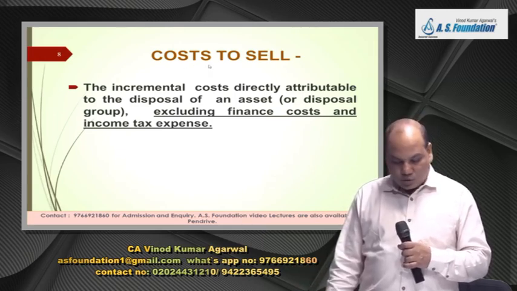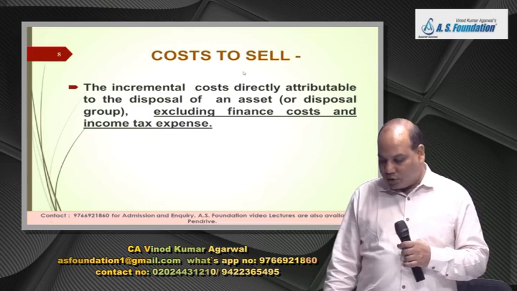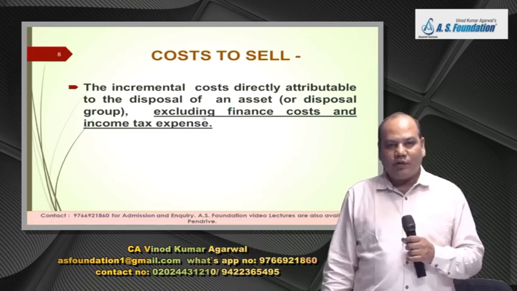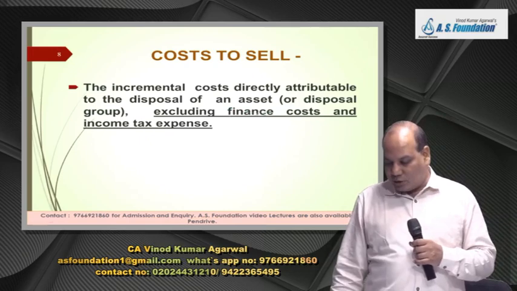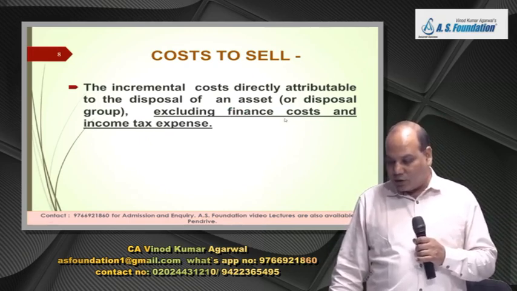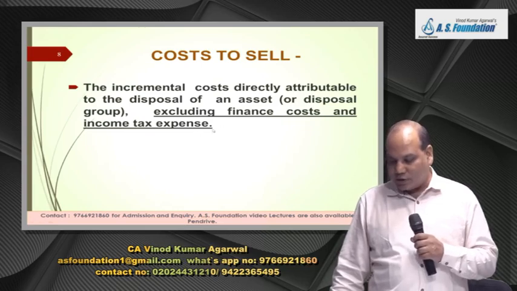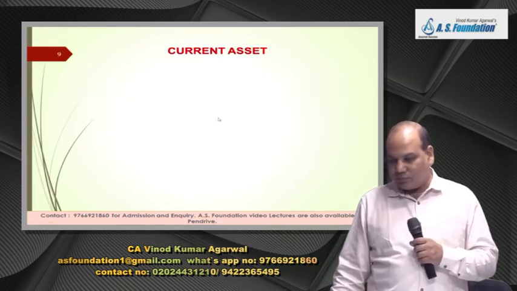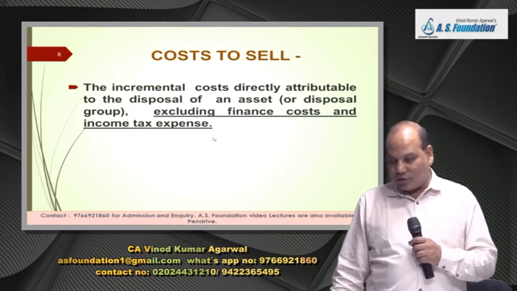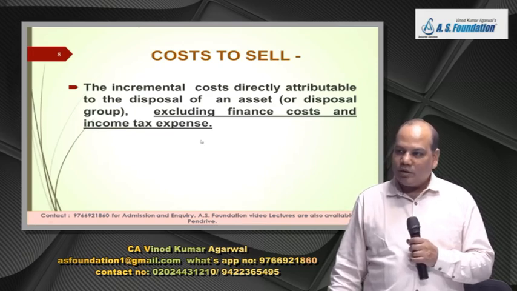Now next is cost to sell. Cost to sell is an easy term. It is an incremental cost directly attributable to the disposal of an asset or a disposal group. But it will exclude any finance cost like interest and income tax expense. Any example? Cost to sell: brokerage, commission, transportation, loading and unloading, handling.